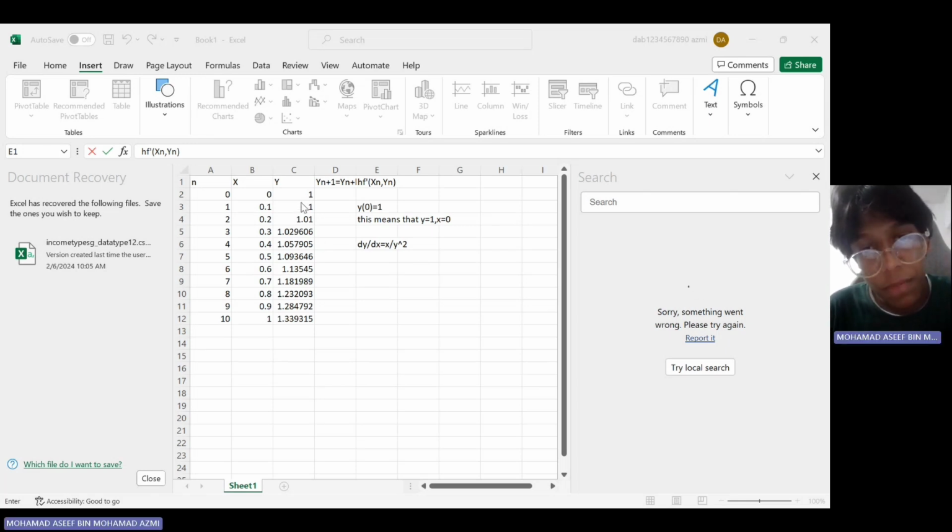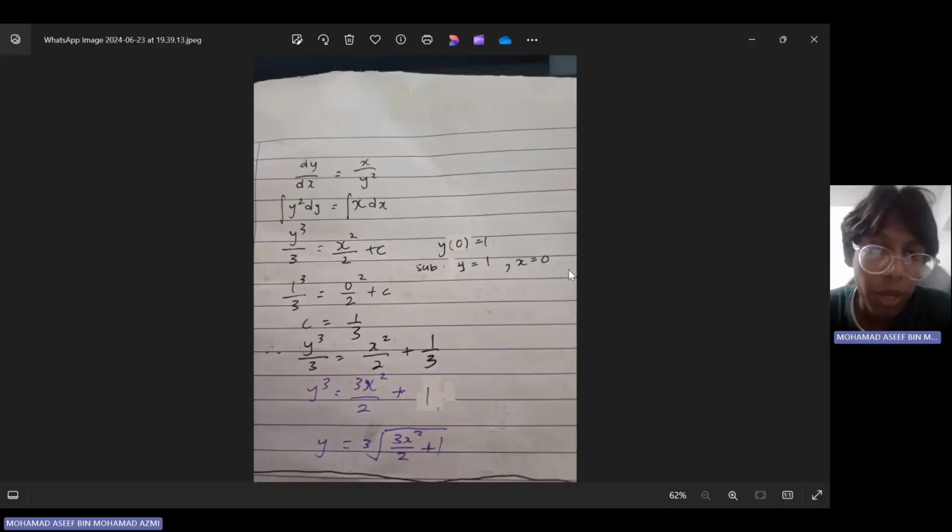From here we can use the general formula to calculate the rest of the other numbers. To find the actual answer, we have to work backwards by using the differentiated equation and integrate it back to get y equals something. So from dy over dx equals x over y squared, we integrate y squared, which gives y cubed over 3, and integrate x as well to get x squared over 2 plus c. c is basically the constant.